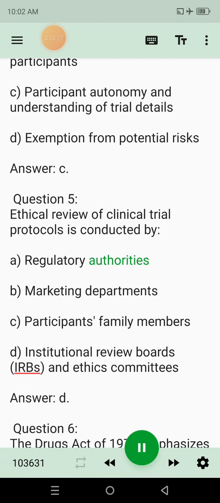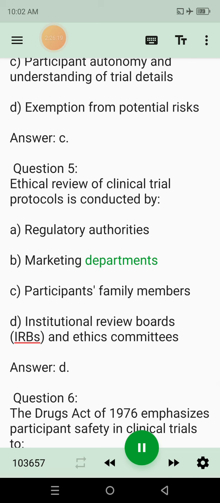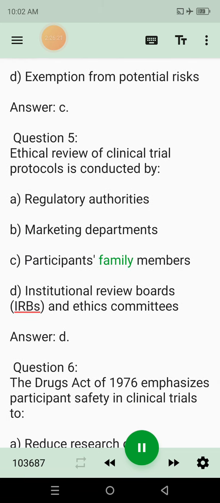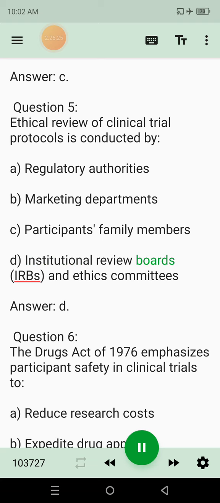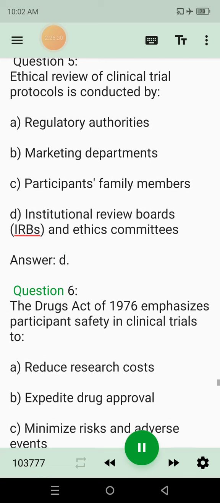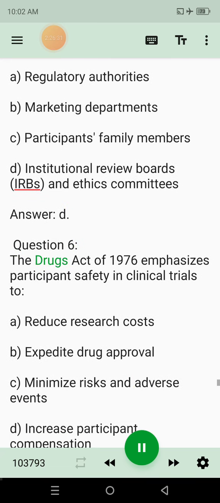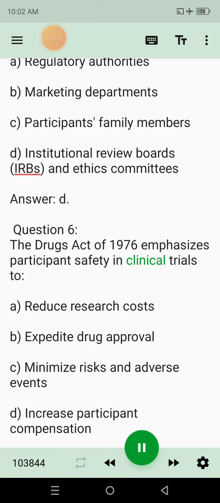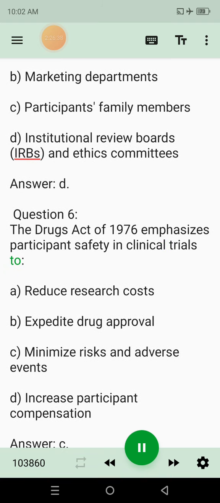Question 5. Ethical review of clinical trial protocols is conducted by: A. Regulatory authorities. B. Marketing departments. C. Participants' family members. D. Institutional review boards, ERBs, and ethics committees. Answer: D.